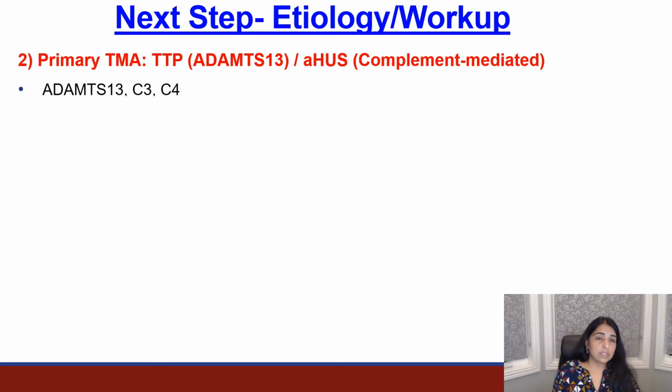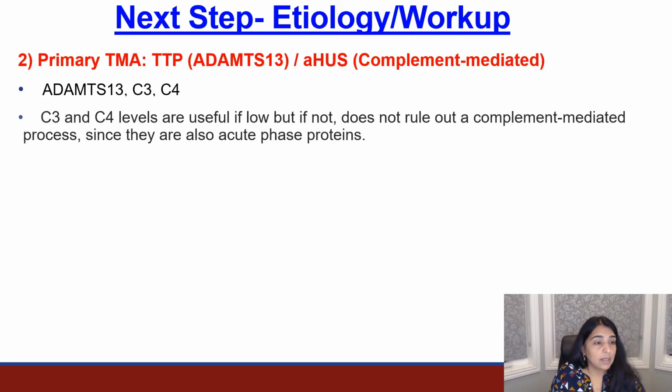So, you would send out for an ADAMTS13 level, you would look for C3 and C4 levels, which are simple and easy to send out, easy to be done in any local lab. What is really, really important to remember there is that if your C3 is low, then it is extremely helpful in these patients because that tells you that there is an active complement activation ongoing. However, if the C3 and C4 levels are normal, or if they're high, it does not rule out a complement-mediated process because they're also acute phase proteins.